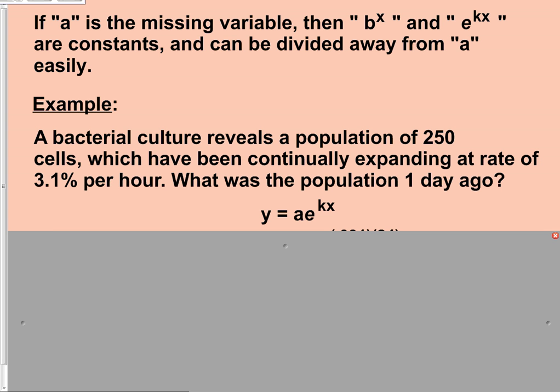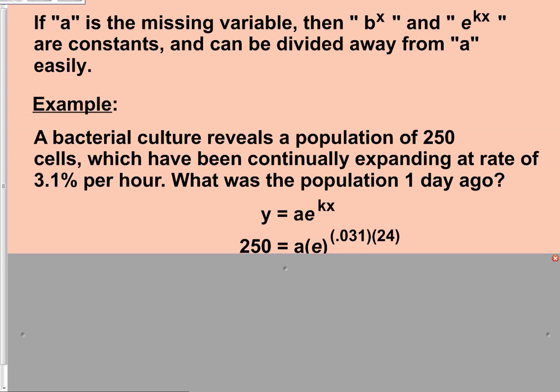Now, keep in mind that the expansion is in terms of hours, so we better make sure the entire problem is in terms of hours. That means our time is going to be 24. So our equation should look like this: 250 is the current amount. That equals the initial amount, which is unknown, times e to the 3.1% times 24 hours in a day.